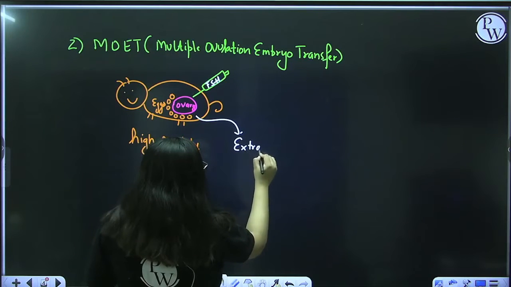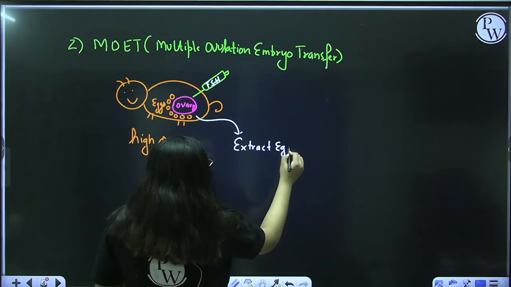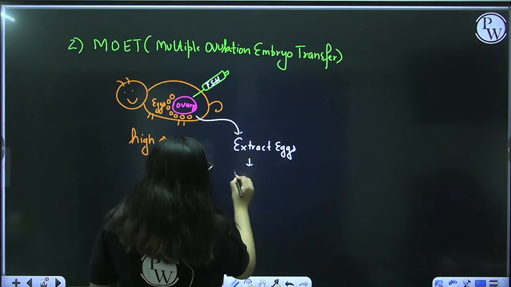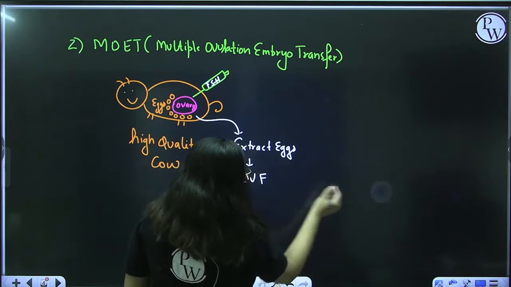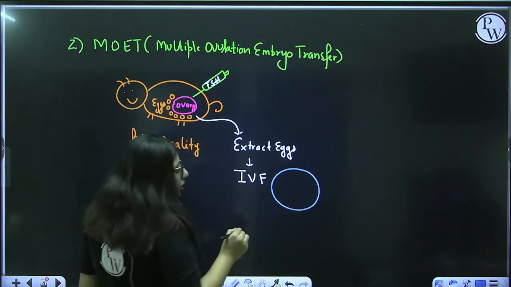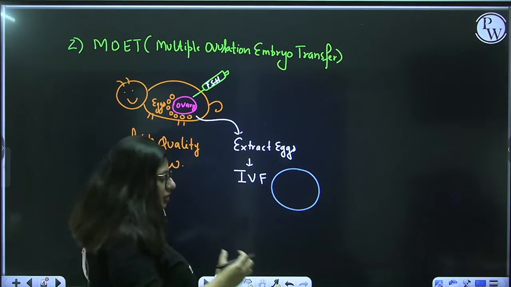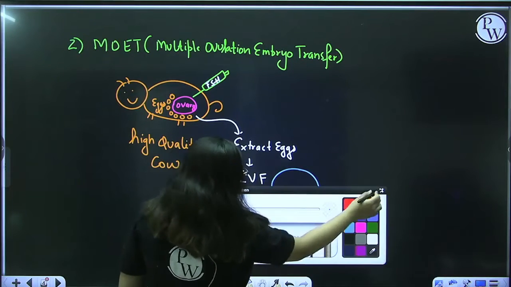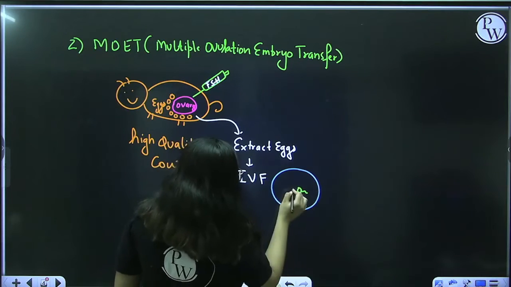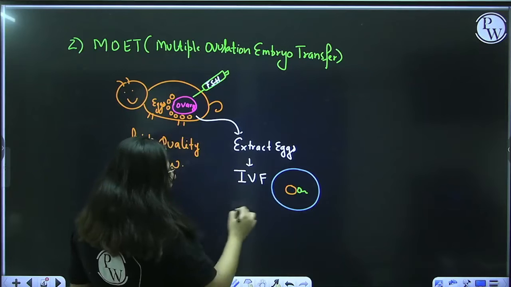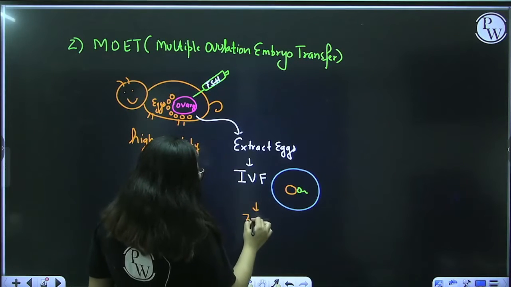Extract eggs. Now what we do? We perform IVF, in vitro fertilization. In in vitro fertilization, we put egg and sperms together in a petri dish. Imagine this is a sperm and this is an egg. We put them together in a petri dish and hence we form zygote.